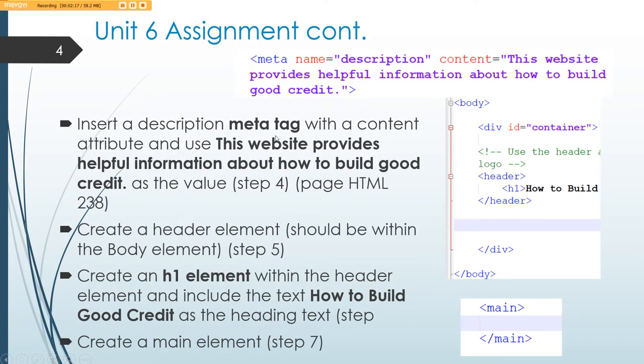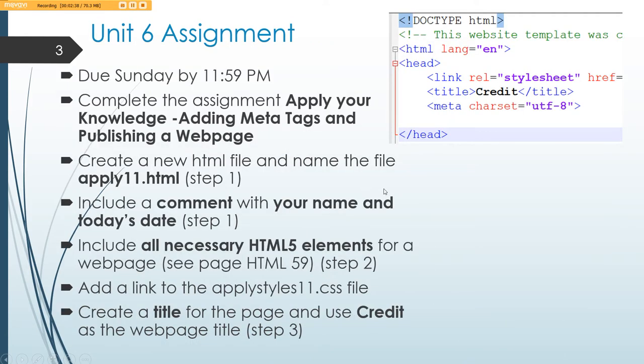Then you're going to insert a meta tag with a content attribute and use: the website provides helpful information about how to build good credit. So this is a description meta tag, just like this, and it's going to go, let's go back, right after this meta. It's still going to be in the head.